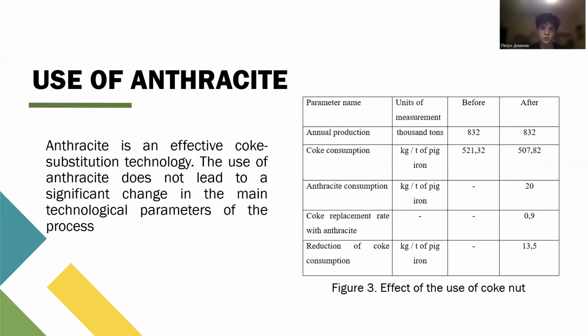Anthracite is a hard, brittle, and high-energy coal with a low volatile material content that is efficiently used as a coke substitute in blast furnace production. Its supply through the furnace bell allows reducing coke consumption without affecting the main process parameters. Studies have shown that when replacing 20 kilograms of anthracite per 1 ton of pig iron, coke consumption decreased by 13.5 kilograms per ton, which is economically beneficial.